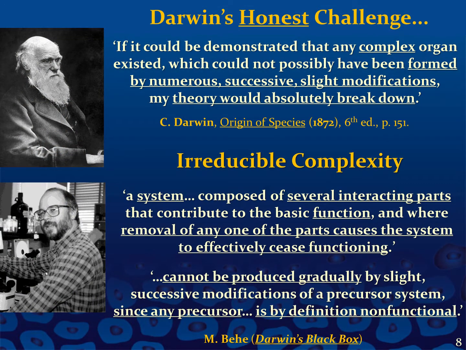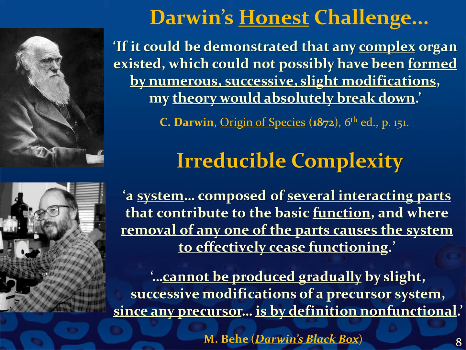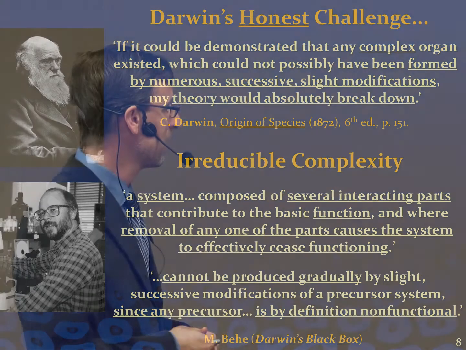What kind of complexity is this? Let's look at it together. An irreducibly complex system is composed of several interacting parts that contribute to the basic function, and where the removal of any one of the parts causes the system to effectively cease functioning. You need all of these parts in order to have function. Remove any one of these parts and you have no function. Remember, natural selection can only select something that is functional. Otherwise, it's going to go wayward. This type of system cannot be gradually produced by slight successive modifications of a precursor system, since any precursor is by definition non-functional. Okay? So the question is, are there systems in life that fit this category?